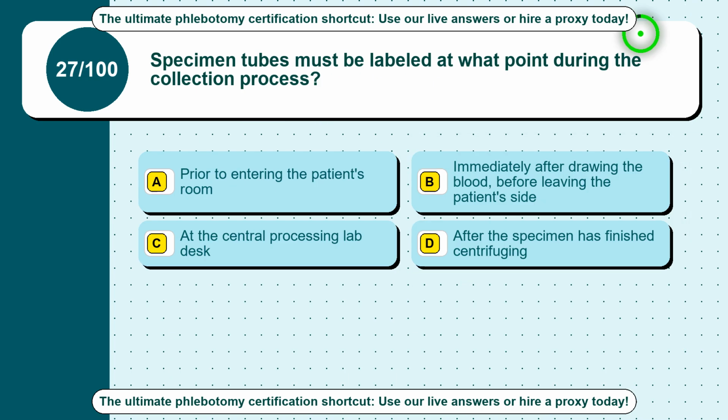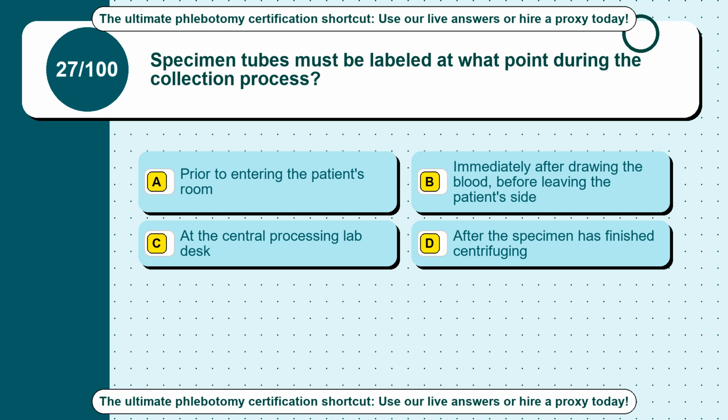Question 27. Specimen tubes must be labeled at what point during the collection process? Option A. Prior to entering the patient's room. Option B. Immediately after drawing the blood, before leaving the patient's side. Option C. At the central processing lab desk. Option D. After the specimen has finished centrifuging.